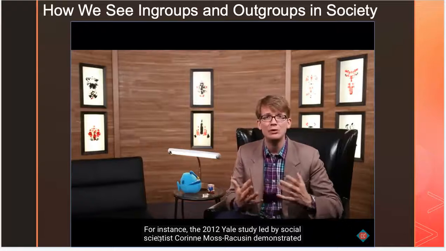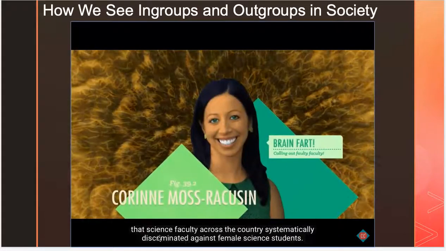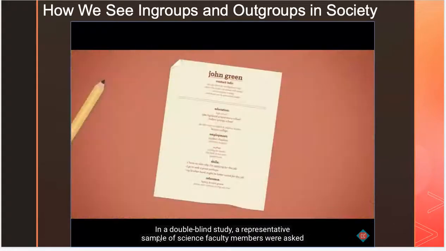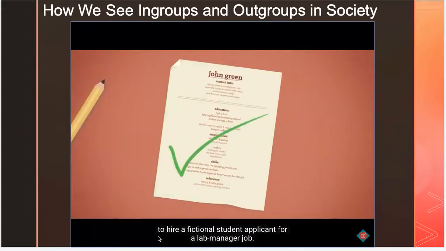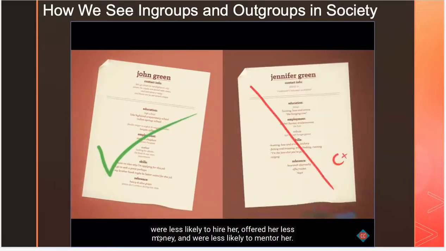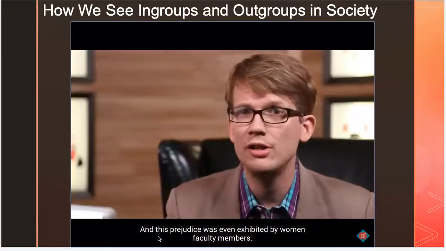For instance, a 2012 study led by Yale social psychologist Corinne Moss-Racusin demonstrated that science faculty across the country systematically discriminated against female science students. In a double-blind study, a representative sample of science faculty members were asked to hire a fictional student applicant for a lab manager job. When the applicant's name was Jennifer instead of John, they viewed her as less competent, were less likely to hire her, offered her less money, and were less likely to mentor her. And this prejudice was even exhibited by women faculty members.